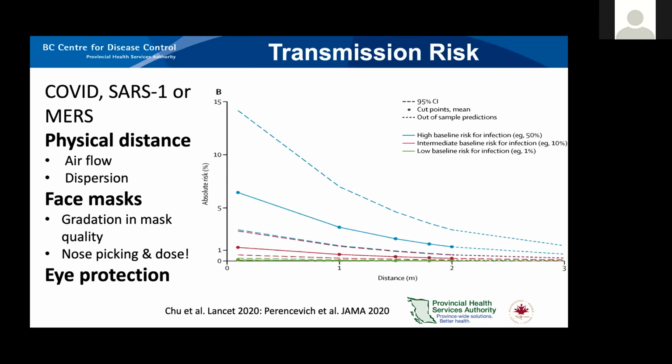The other thing is that face masks are important, and there's a gradation in mask quality. I'll talk about that in the next slide. And then one thing is, if you wear a face mask properly, it does prevent you from picking your nose, depending on the mask. And you'll see that it affects the dose. And then finally, eye protection is important. And where they've looked at this, the use of masks and eye protection are very, very potent protectors of the individual and transmission.